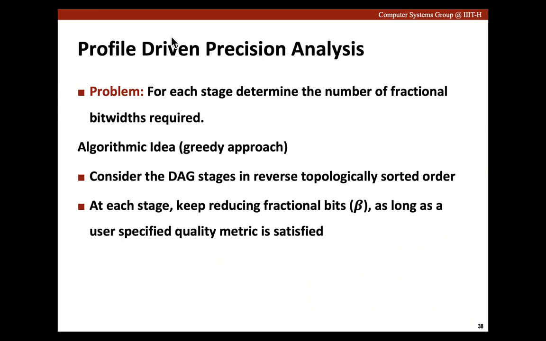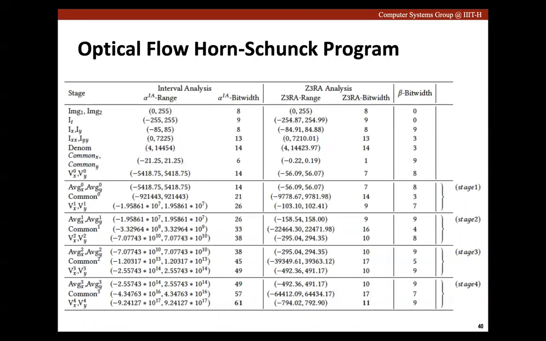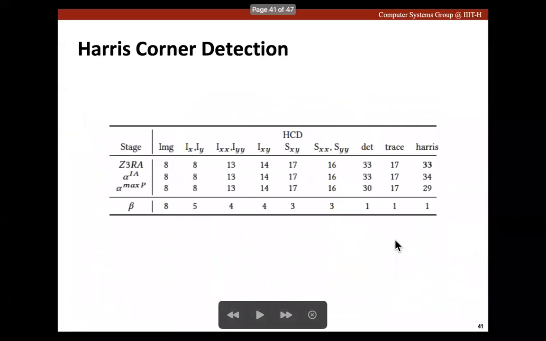This is a simple greedy algorithm. But in literature, you will find very complicated algorithms to solve this problem. We took a simple approach. Based on this, the last column tells us how many fractional bits are required for each of these stages. HCD is what we are looking at. In the case of HCD, you really don't get much benefit.